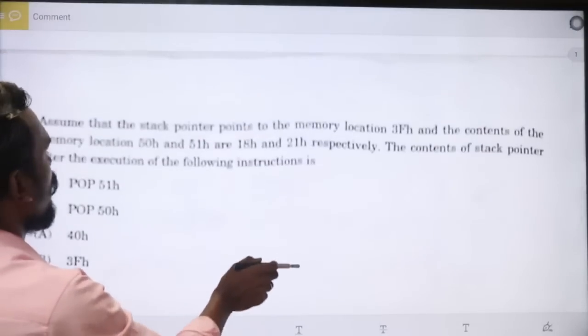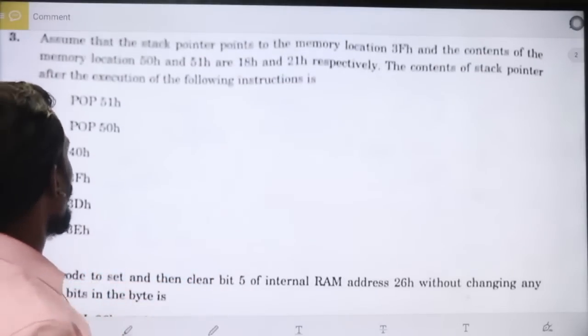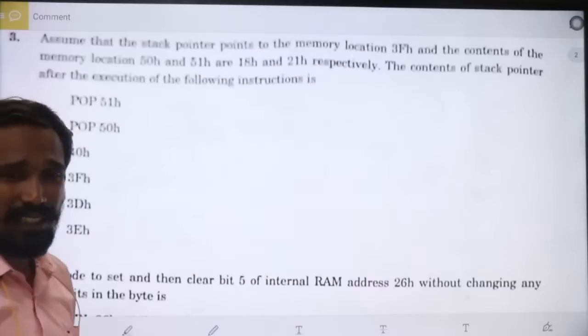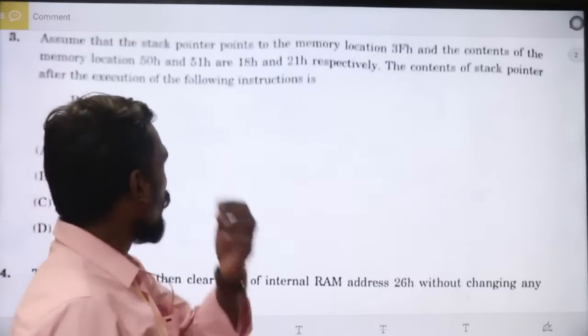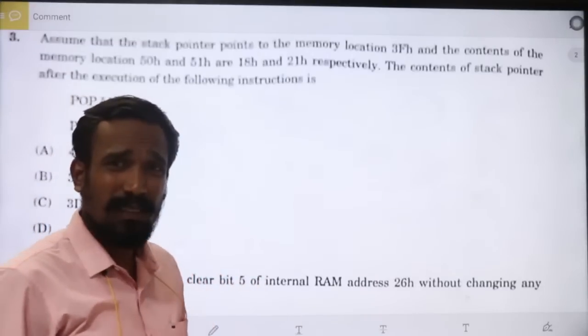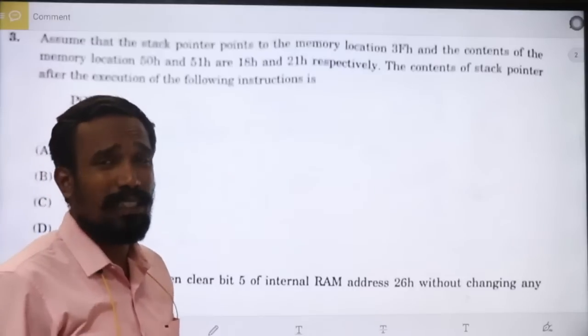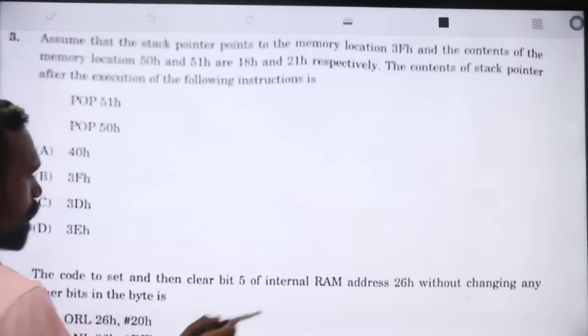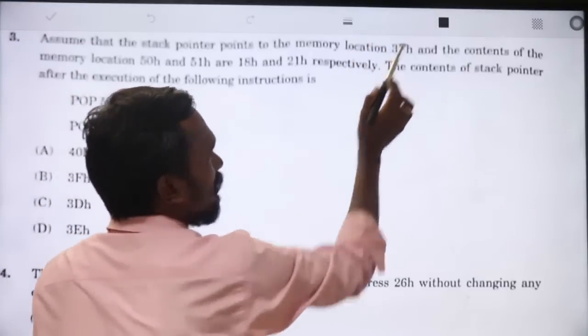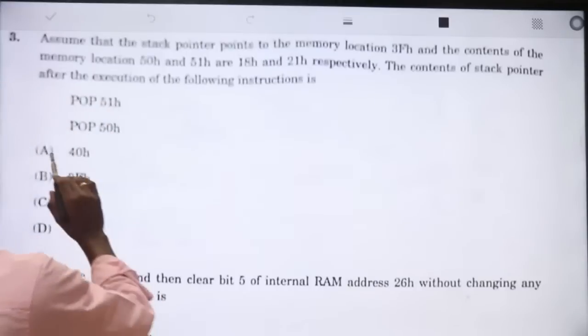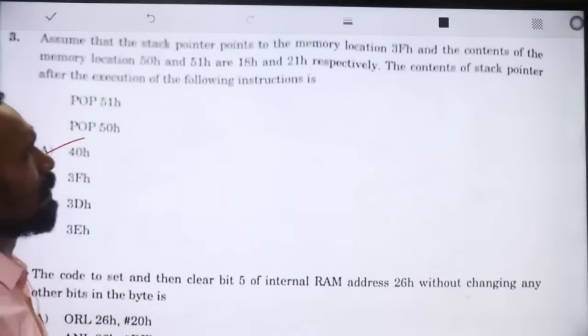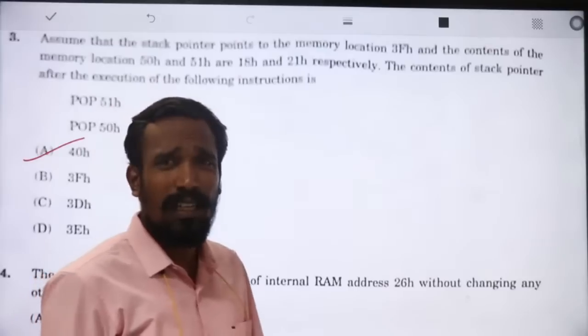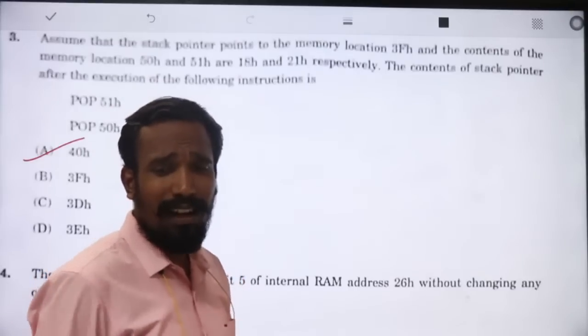Now I have to give the answer for the third question. Actually, this is from microcontrollers and microprocessors. The answer for this question is option A. You will get option A by pop, increased 2 times. If you do this, you will get the answer.